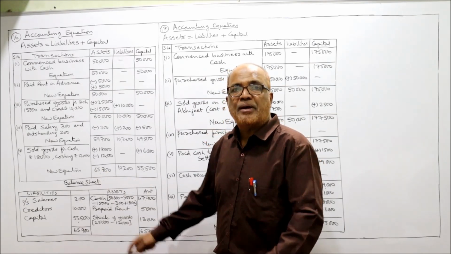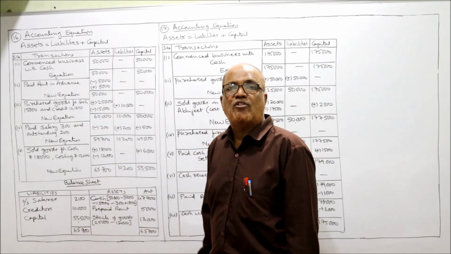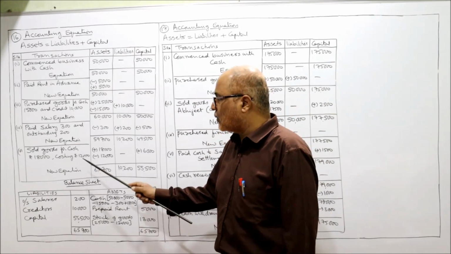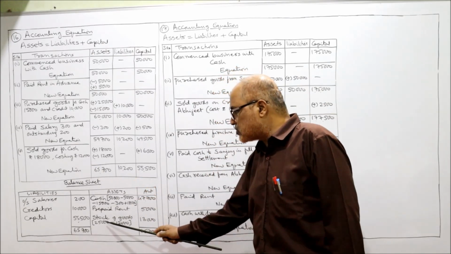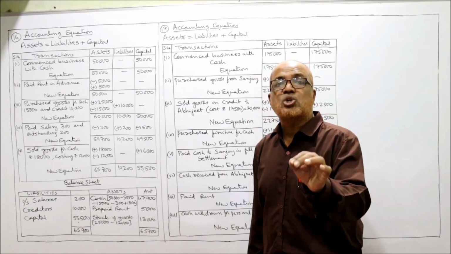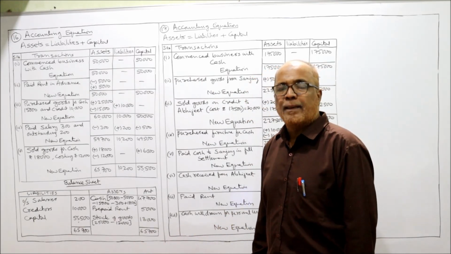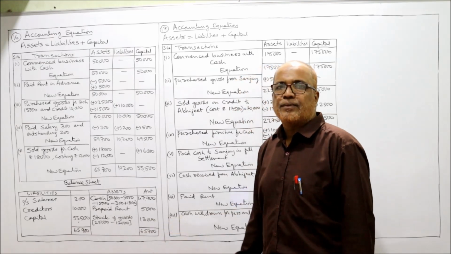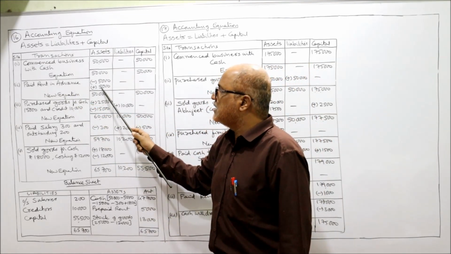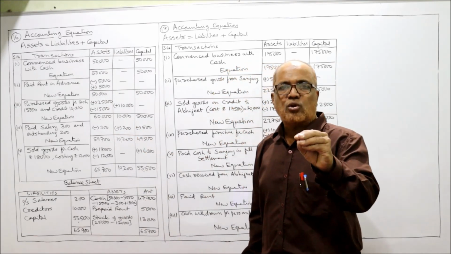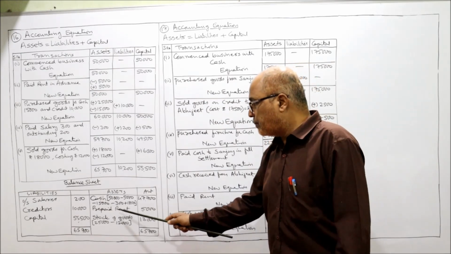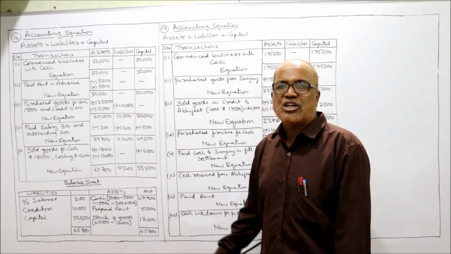So how much goods we have purchased? 25,000 rupees goods we have purchased. Out of 25,000, how much of the stock of goods we have sold? 12,000. So 25,000 minus 12,000, you will get 13,000 rupees is the stock of goods still remaining. Prepaid rent. In the second transaction itself, prepaid rent paid in advance is 5,000. 5,000 rupees is the prepaid rent paid in advance, that is an asset. So prepaid rent 5,000.